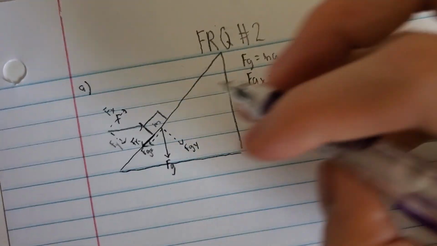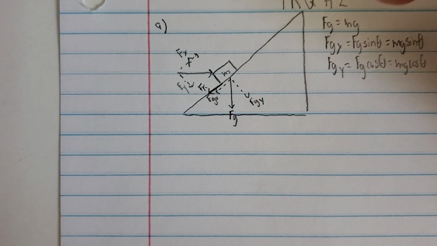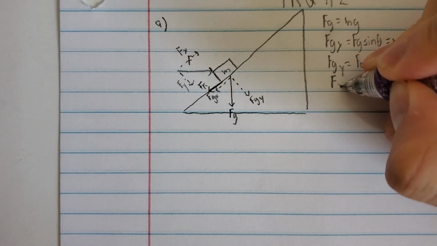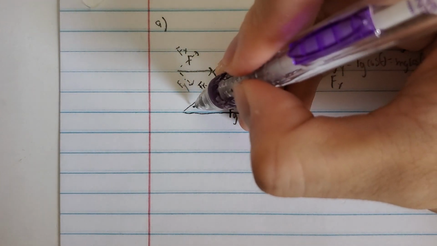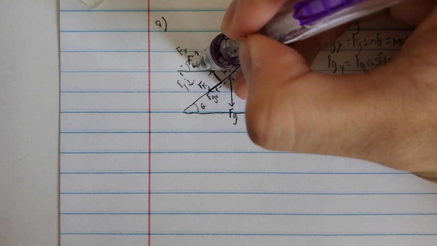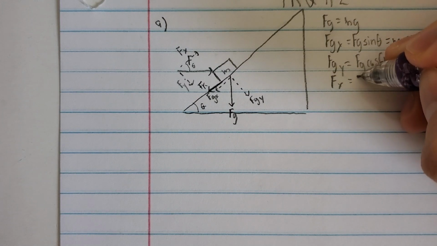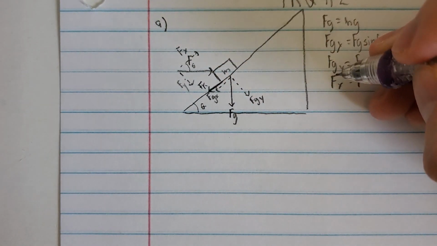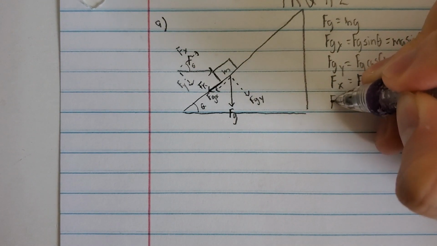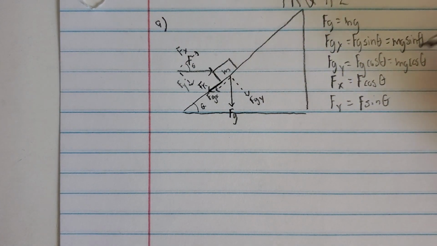Now for my components of the forces that is applied on the object. So my Fx, basically this angle right here, this theta angle, is the same as this theta angle right here. So Fx is equal to F cosine of theta, and that leaves Fy is going to be equal to F sine of theta.